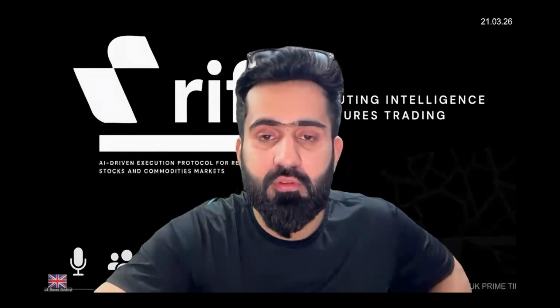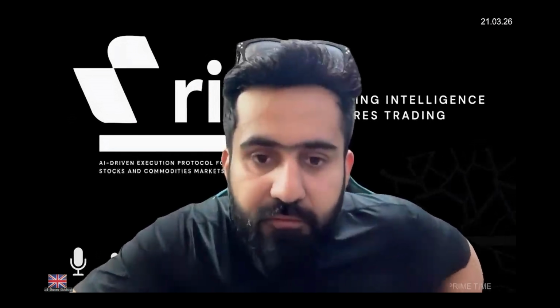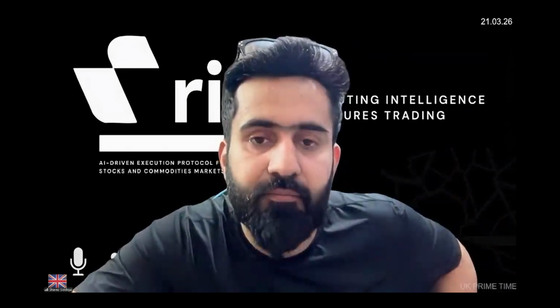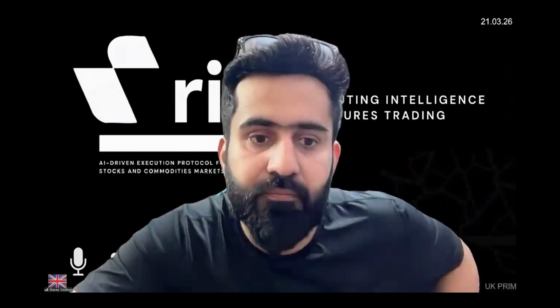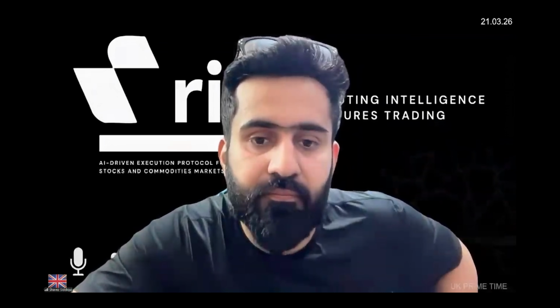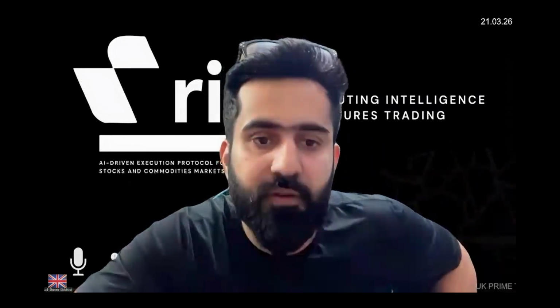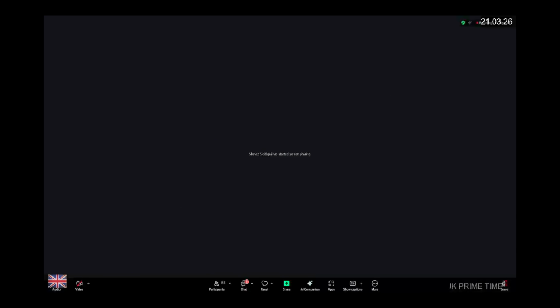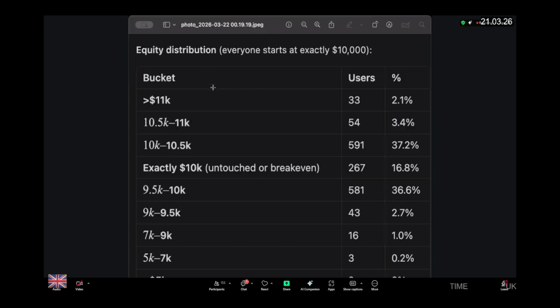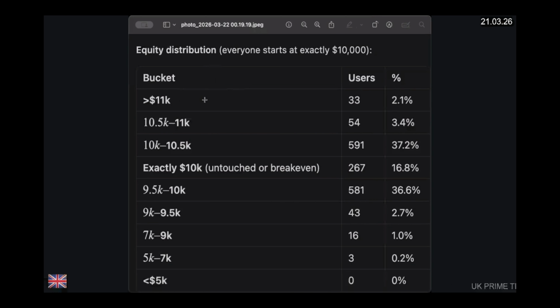Okay, and also I have some more detailed data. 1,369 people have traded. Out of all the users, this is the equity distribution. Everyone has started at $10,000.